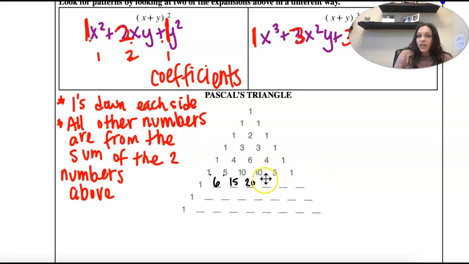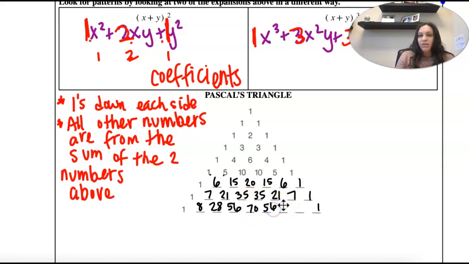And then it gets symmetrical, meaning there are the same numbers on the left as there are on the right. So 1 plus 6 is 7. 6 plus 15 is 21. 15 plus 20 is 35. And now we repeat. This happens every other row. 1 plus 7 is 8. 7 plus 21 is 28. 21 plus 35 is 56. 35 plus 35 is 70. And then we repeat.